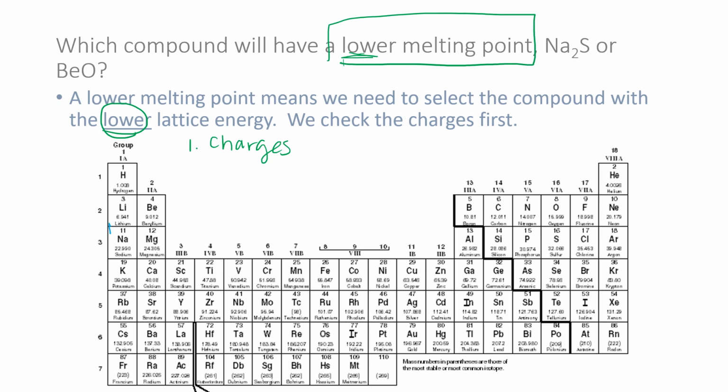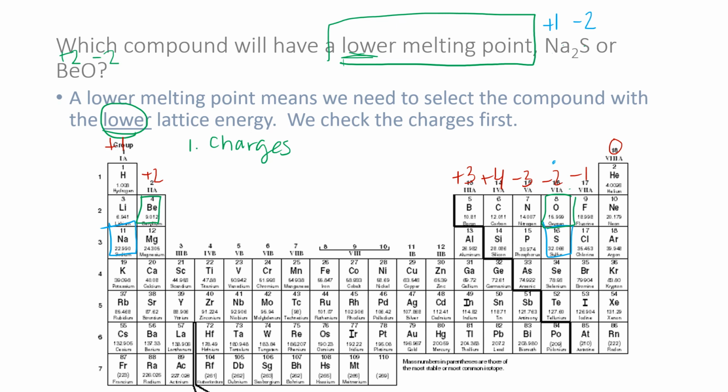Sodium is Na, and we need to find the charge. Let's go ahead and write in the charges real quick. Now, sodium has a +1 charge, and sulfur has a -2 charge. Sulfur is right here. It's on the -2 side. Now we look at beryllium. Be has a +2, and oxygen, it's right here, has a -2. So we have +2 -2, and then +1 -2 over here.